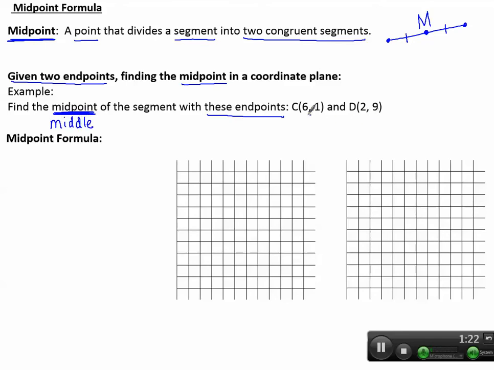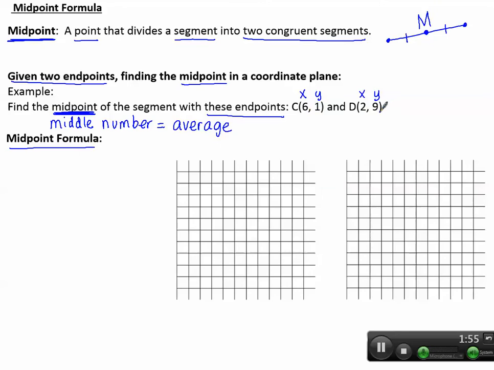And when we're given numbers and we're trying to find the middle number of a list of numbers, we want to think of average. That's the midpoint formula: we average the x's and average the y's. Remember, in an ordered pair, the first number is the x, the second number is the y. We should always label points that we're given, especially if we're going to use a coordinate plane or a formula.